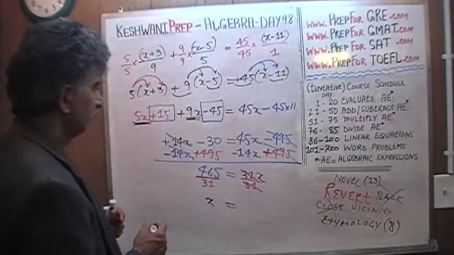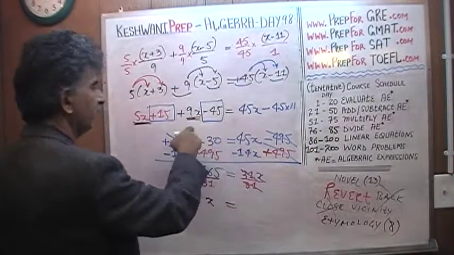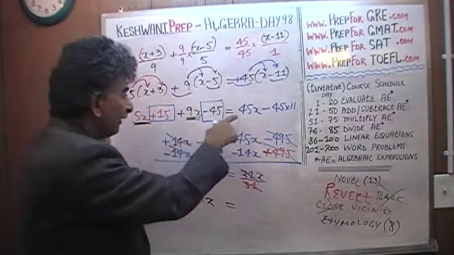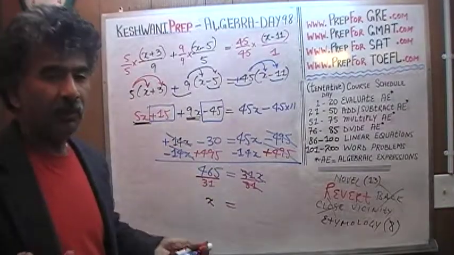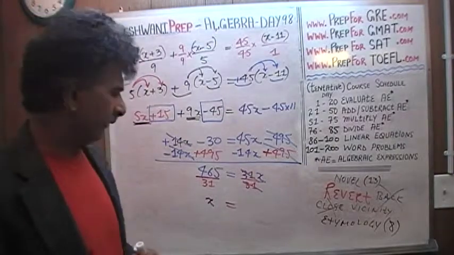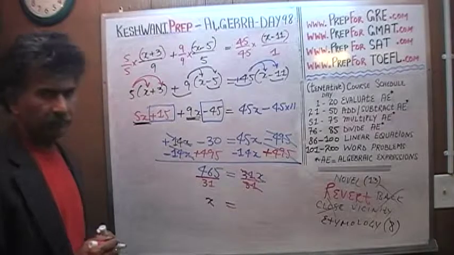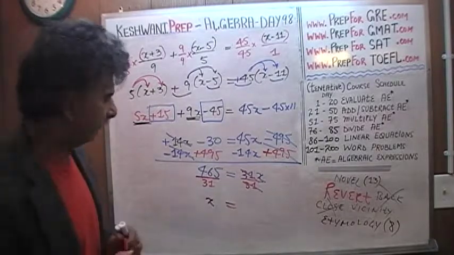You see, for example, we could have brought this 45x to this side, but had we done that, the x would have ended up with a negative coefficient. I don't like x to have a negative coefficient. It makes it much easier for us to keep it positive. The coefficient of x should be positive, or shouldn't be. It's not that it should be, but it makes it easier.